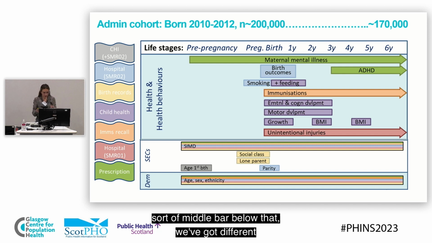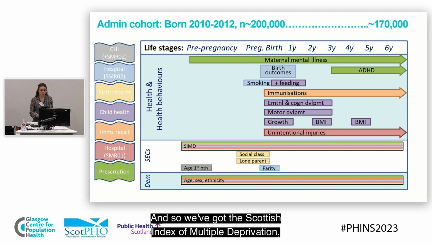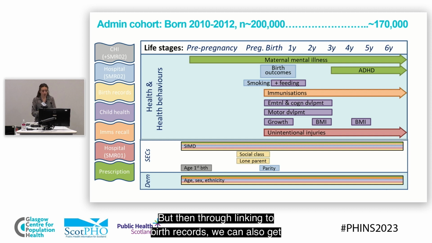In the sort of middle bar below that, we've got different socio-economic measures, SECs. I'll probably use that a few times. So we've got the Scottish Index of Multiple Deprivation, our sort of most commonly and easily used measure. But then through linking to birth records, we can also get at the occupational status of parents and also their relationship status as well. So we can measure things like lone parenthood. And then we've got various other socio-demographics.